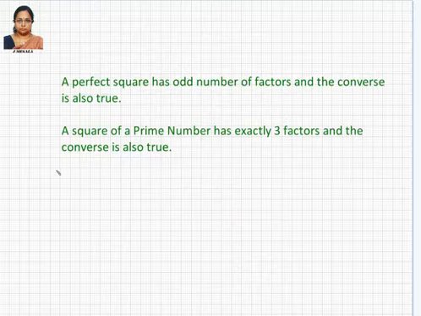A perfect square has odd number of factors. Please remember this. Any perfect square where the powers will be even, so when you increase the powers by 1, it becomes odd, and the product of those odd numbers is going to be odd. Therefore, any perfect square will have odd number of factors. A square of a prime number has exactly 3 factors. So any square of the prime number, you can just consider the prime number itself will have 2 factors, and squaring them will be another factor. So exactly 3 factors is going to be.